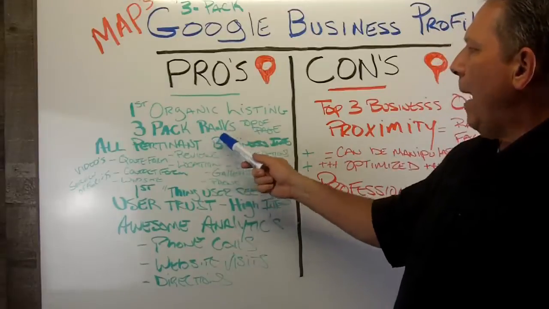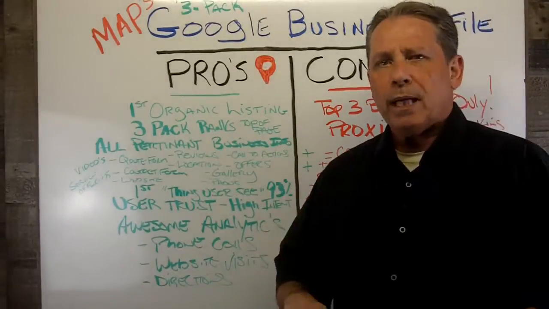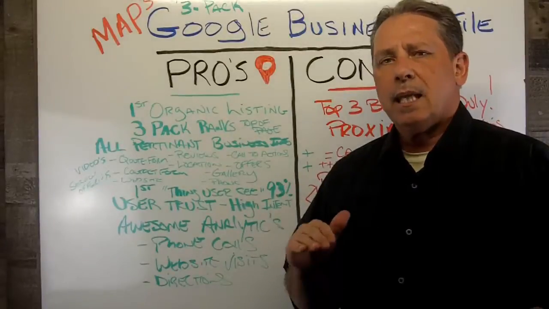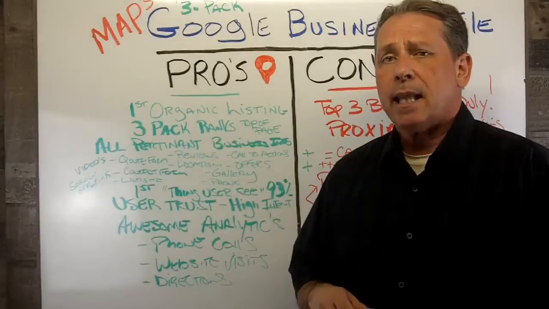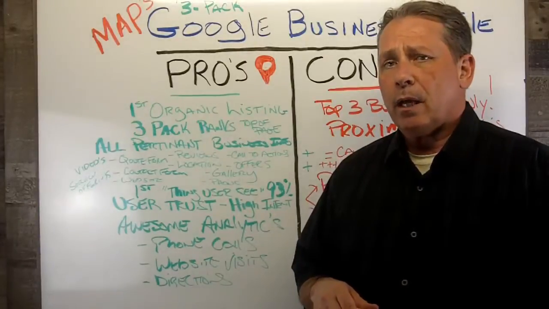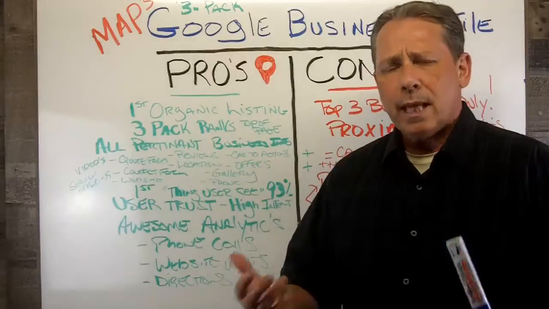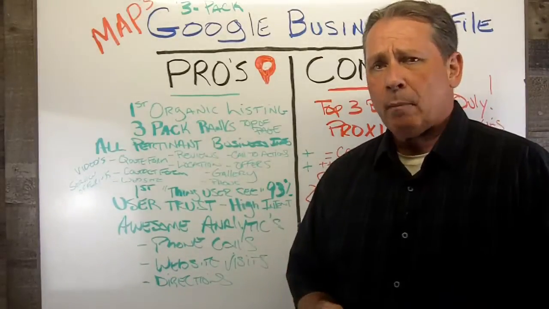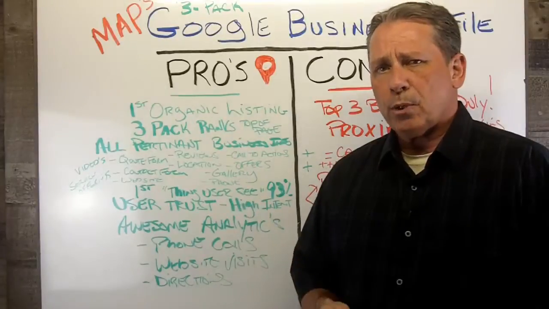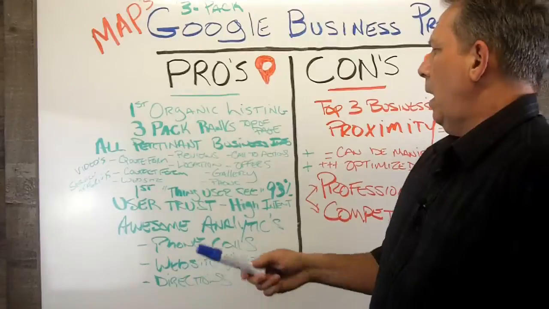The next thing, the 3-pack ranks top of page. You don't have to scroll your screen to see the 3 businesses listed in that area. It's right there, above the fold, as we call it, when you're looking at it on a desktop, and it's one of the first things you see on a mobile phone or a tablet once your search result page comes back. Okay, so you want to be there.